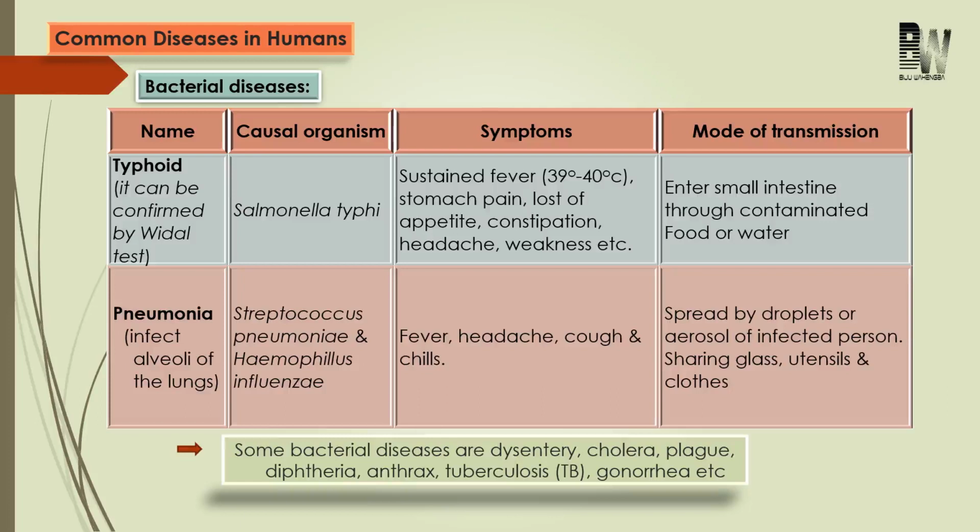Now come to typhoid. Typhoid is also known as enteric fever, and it is caused by Salmonella typhi. This pathogen enters the body through contaminated food and water. Then this pathogen will enter the small intestine and then migrate to other body parts through blood. And the infection of this bacteria can lead to high fever, weakness, stomach pain, loss of appetite, constipation, headache, etc. And this typhoid can be confirmed by the Widal test.